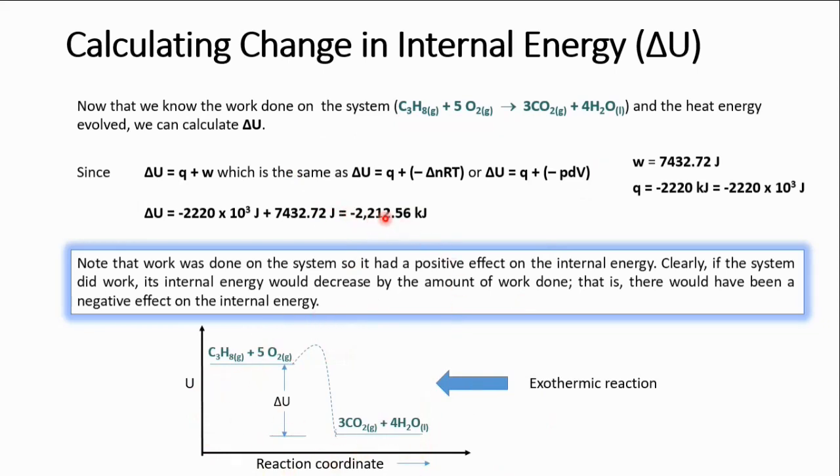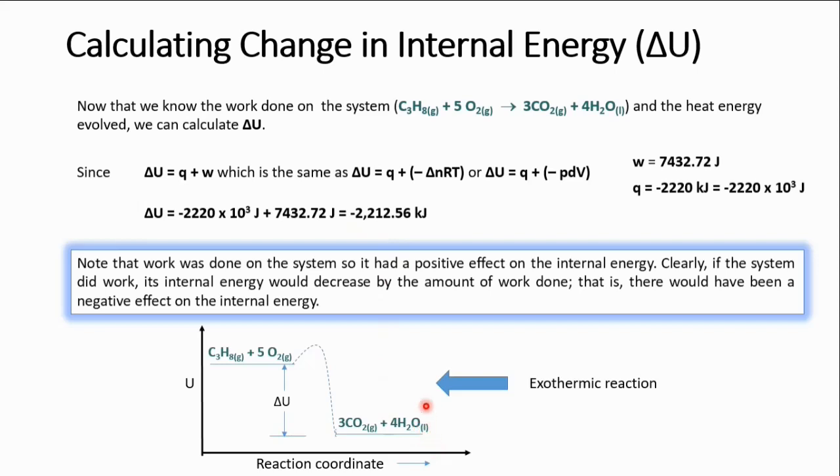Because the internal energy change is still negative, what it means is that the final internal energy is less than the initial internal energy, such that when you say final minus initial, you will end up with a negative value. Let's say it again. The fact that the internal energy change is negative indicates that the internal energy of the products is less than that of the reactants, such that when you say final minus initial, the result must be negative.